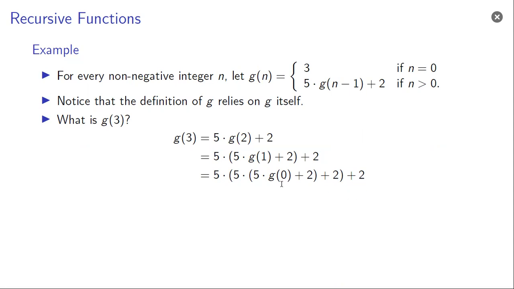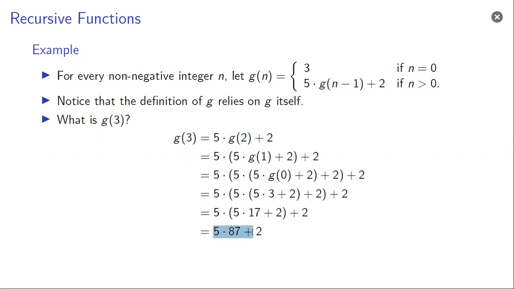Now, what is g of 0? Well, that is simple. g of 0 is 3. So we get this, and then we just have to do the multiplication and addition. So we have to do 5 times 3 plus 2, so that would be 17. Now we have to do 5 times 17 plus 2. That is 87. Now we have to do 5 times 87 plus 2. That is 437.